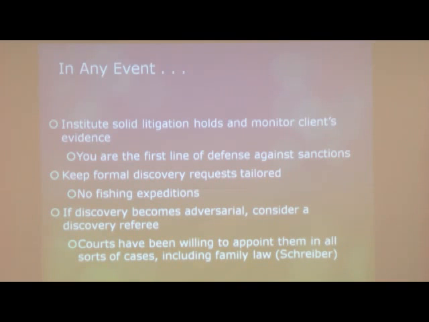If discovery becomes adversarial, consider a discovery referee. We like referees in matrimonial cases, so why not use one for discovery? Courts have been very willing to appoint discovery referees in all kinds of cases, including family law, and specifically that was one of the pieces of practical relief that the parties were given in the Schreiber case that we talked about before. So if you think you're going to have a problem, think about protective orders, and think about asking the court to assign a discovery referee. That would save the parties from needing to hire experts. It could also alleviate some other cost-related types of issues.